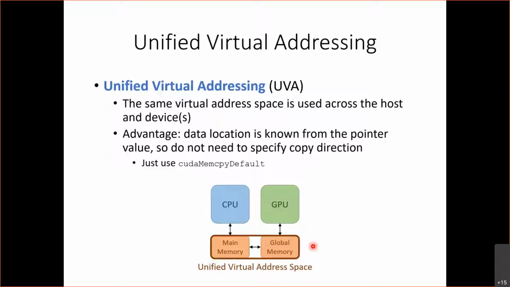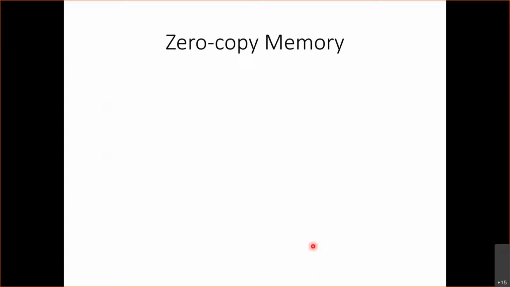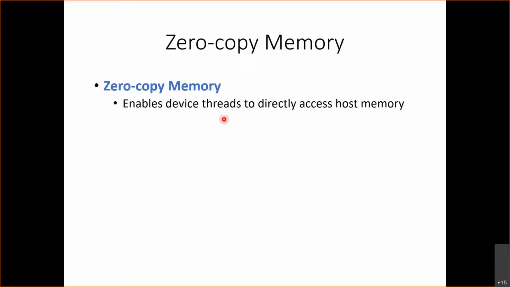Now, there's another advantage of unified virtual addressing, which I will also show you. But let me first introduce another topic, which is zero copy memory. So, what is zero copy memory? Zero copy memory enables threads running on the GPU, so device threads, to directly access the host memory. Okay, what does that mean? So far we've been saying that threads on the GPU cannot access data that's in the main memory of the CPU. I have to copy the data from the CPU to the GPU.